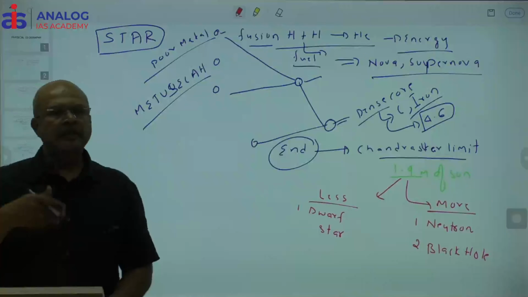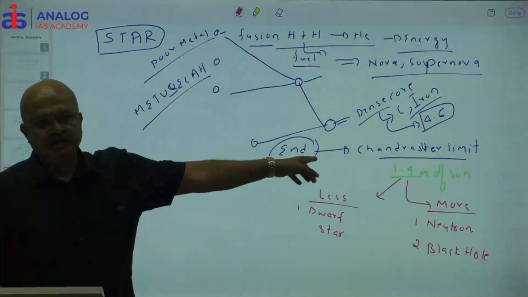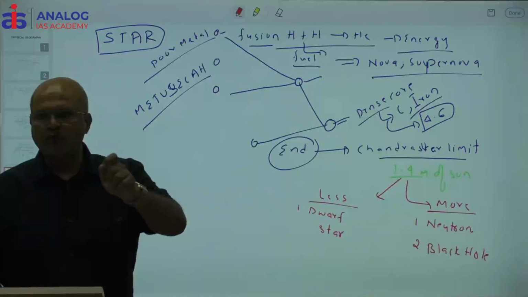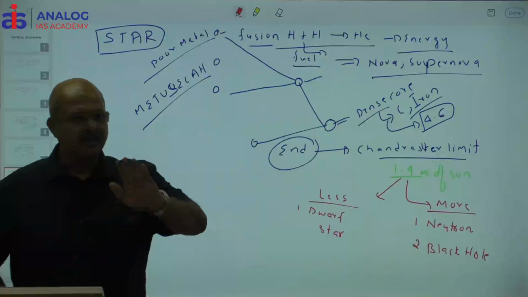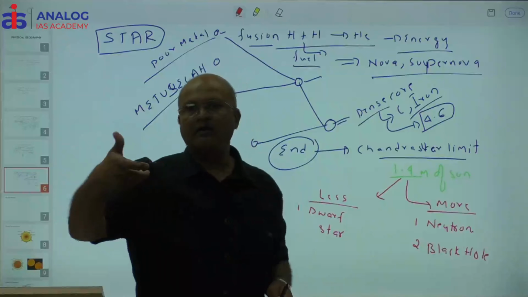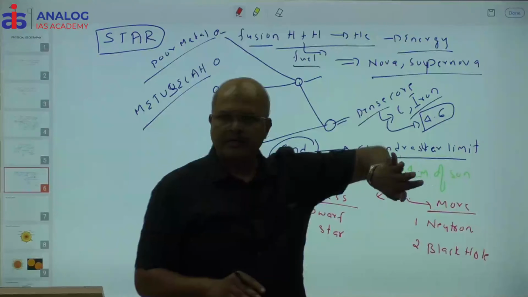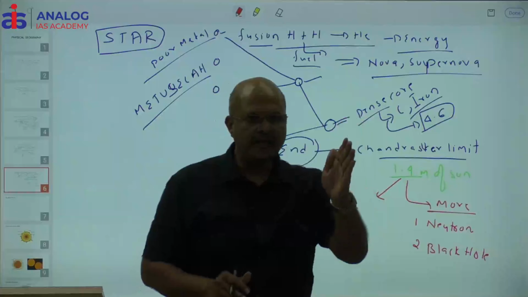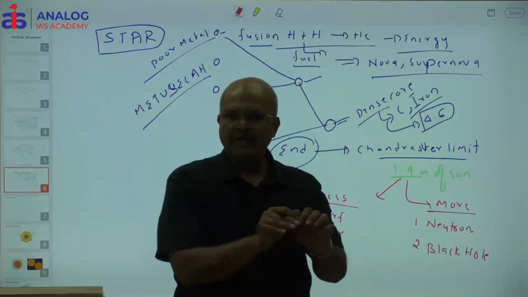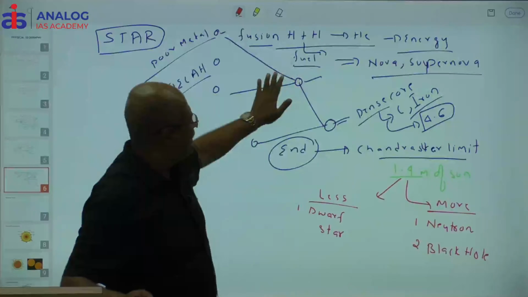Clear? So the internal collapse of a star is given by which person? What is that value? Chandrasekhar, 1.4 times the mass of the Sun. Any star below the Chandrasekhar limit dies in the form of a white dwarf. Any star bigger than the Chandrasekhar limit dies either as a neutron star or in the form of a black hole. Clear? So this is some rough idea.